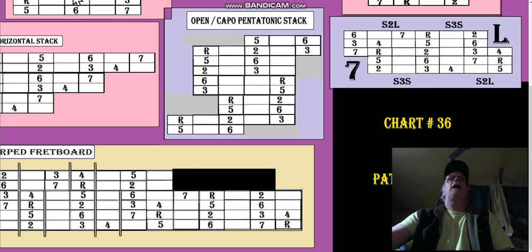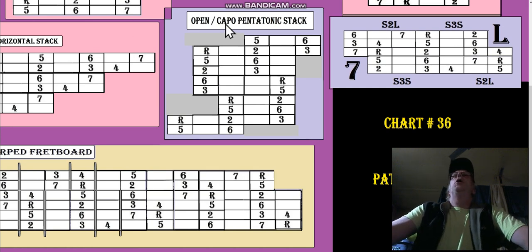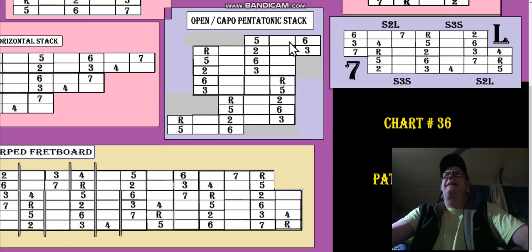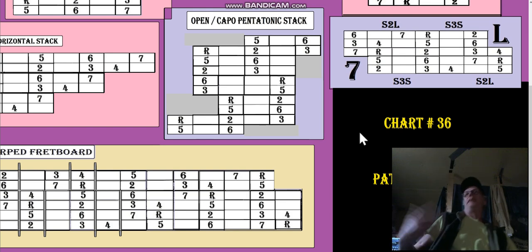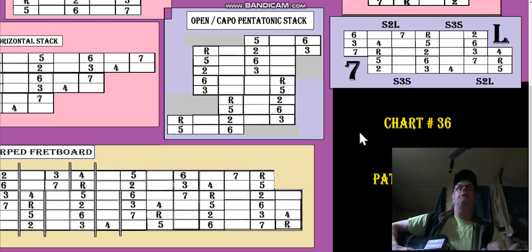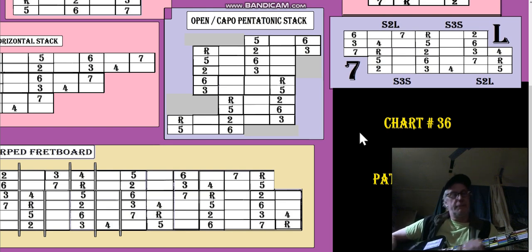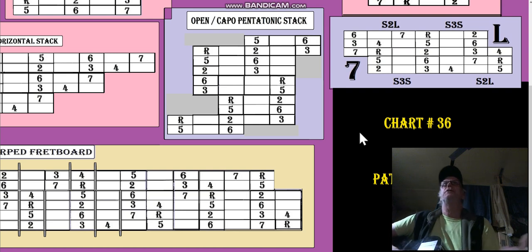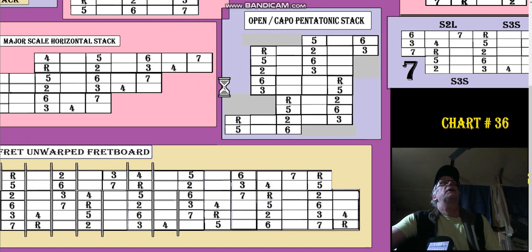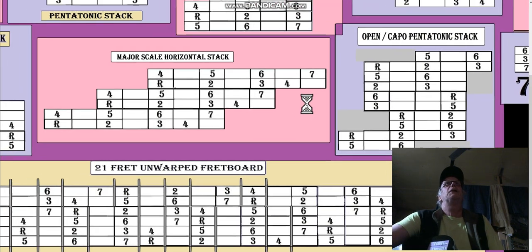That shows the open capo pentatonic stack, when you want to play pentatonic from the fret nut, from a capo, or you just want to play to the right. Warp, yeah, it's just a different shape. I talk about different shapes because we got about 5 seconds to talk about the major scale horizontal.